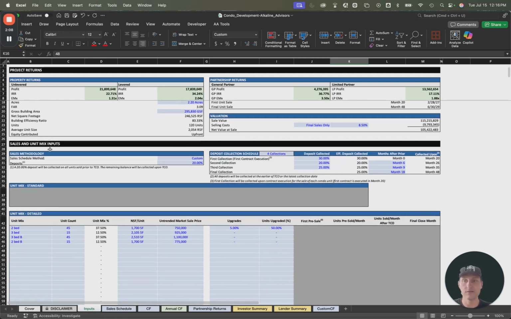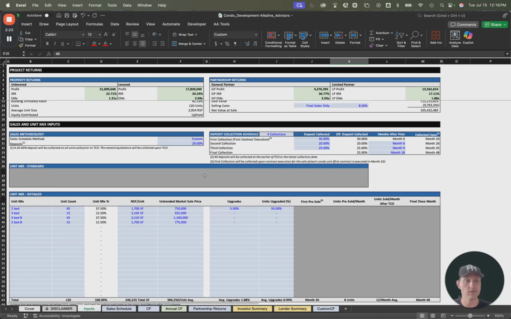Underneath, we have the sales and unit mix inputs. Because this is a condo development model, essentially what we're doing is selling off the units. Depending on when you sell the units, ultimately that will determine when you're receiving back your capital to be able to pay off your loan, your investors, and ultimately determine what your profit is. So the sales schedule is really going to drive the return profile of the project.